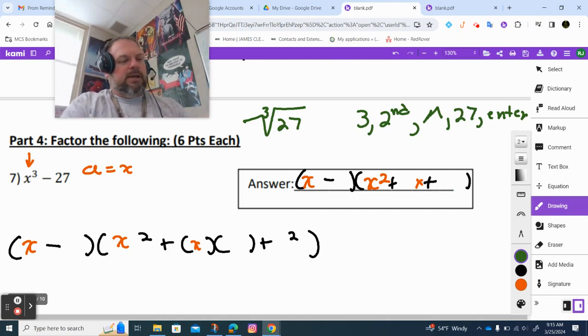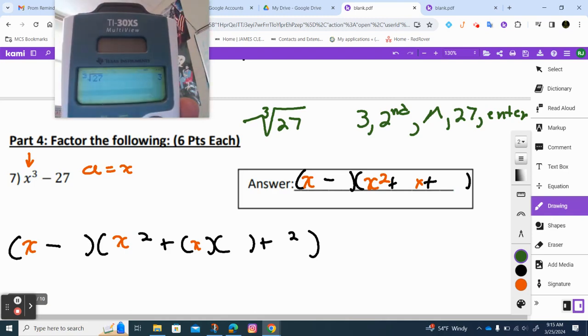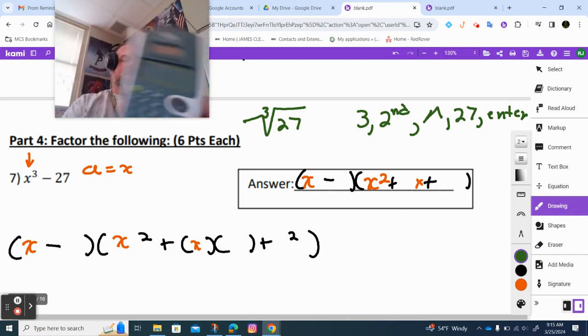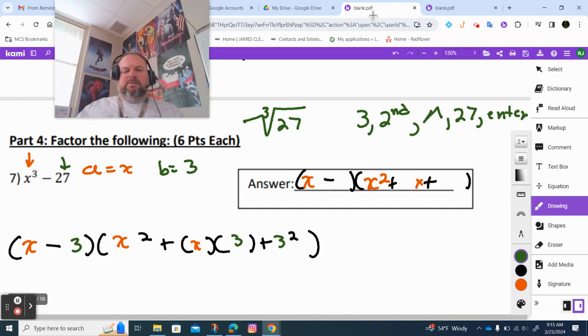So 3, second, raise the roof, 27, enter. So I took the cube root and I got 3. So for this one, our B is going to be 3 because that's this term. So 3, 3, and 3. Well, 3 goes here, 3 goes here. Well, 3 squared is 9, and that goes there. Ta-da!